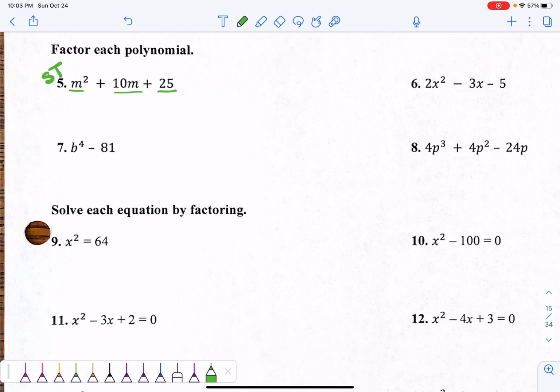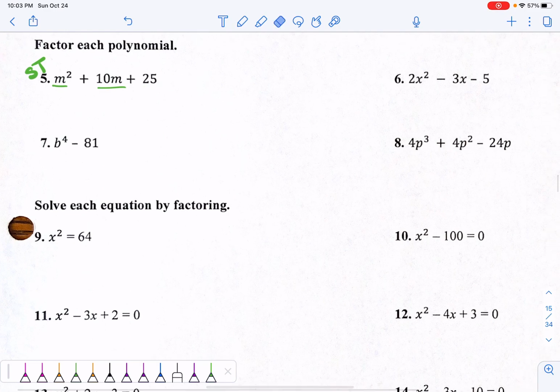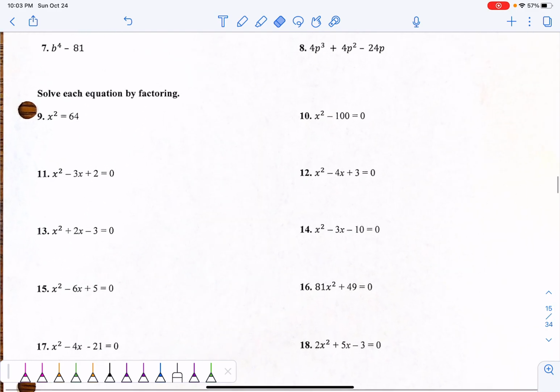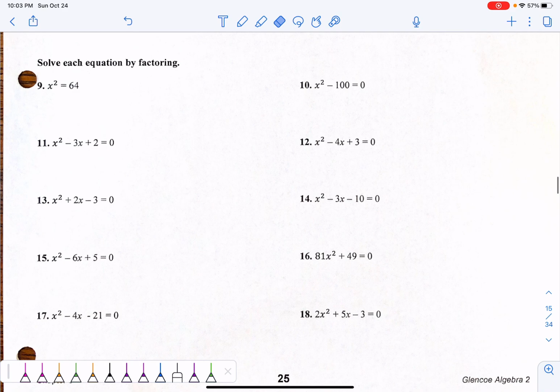In 5 through 8, notice that they don't say equal to 0, so you can just break them down and just leave them, versus down here, where they are set equal to 0. There is an equal sign, so you will have to set them equal to 0 and solve for them, okay?